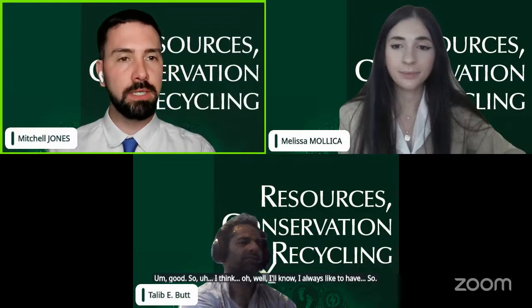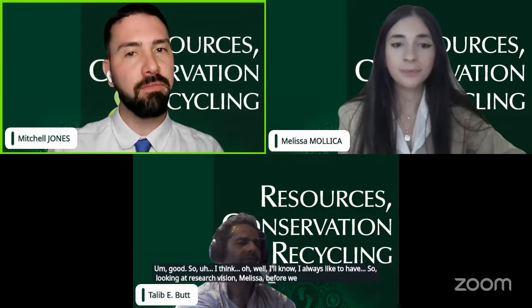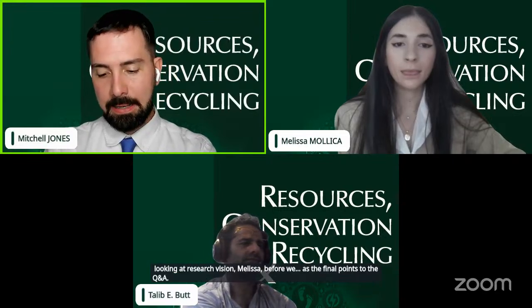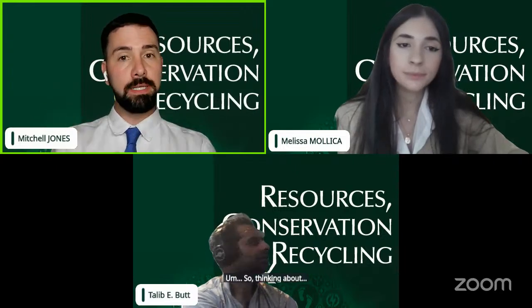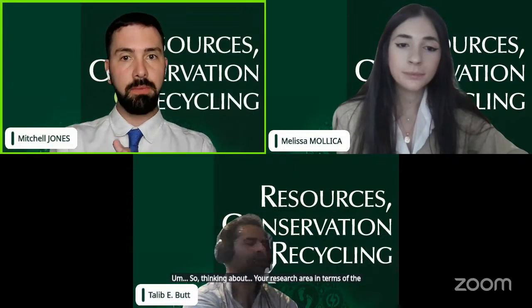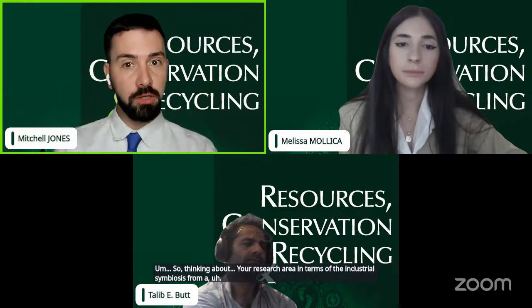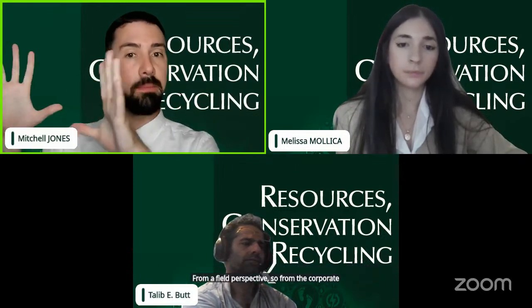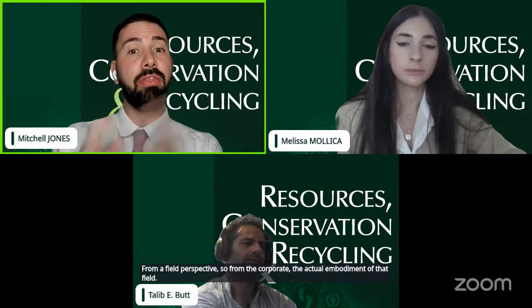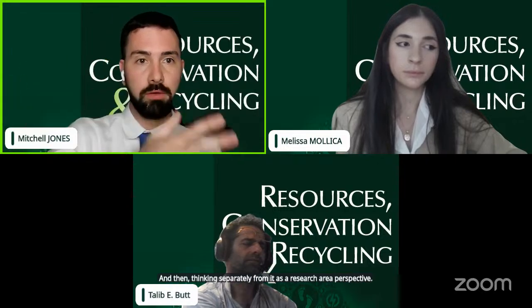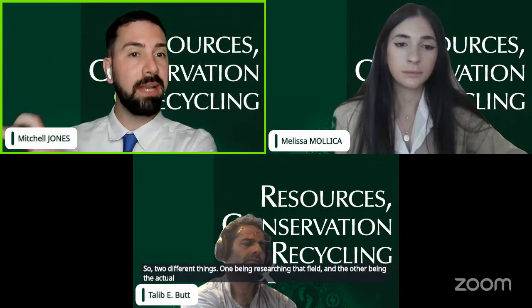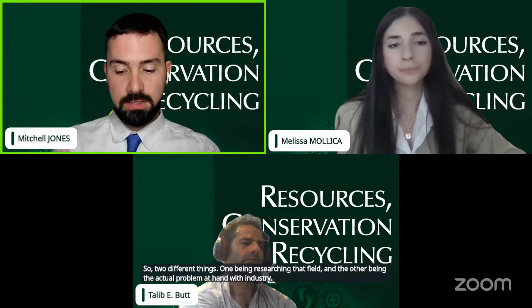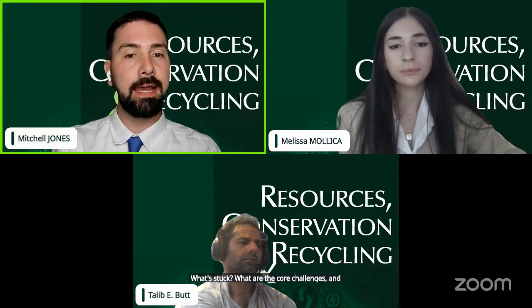So looking at research vision, Melissa, as the final points to the Q&A. Thinking about your research area in terms of industrial symbiosis from a field perspective, so from the corporate, the actual embodiment of that field, and then thinking separately from it as a research area perspective. So two different things, one being researching that field and the other being the actual problem at hand with industry. What's stuck? What are the core challenges and what needs to happen?